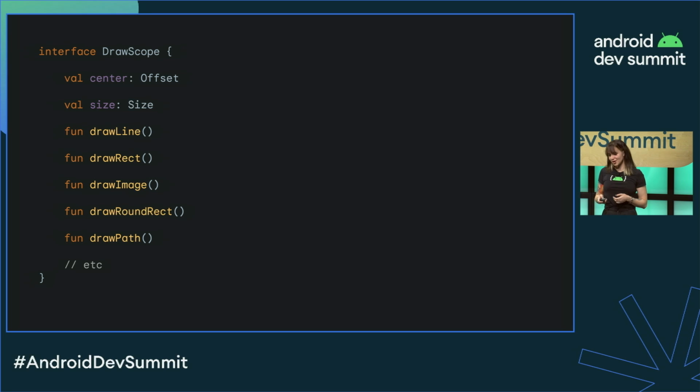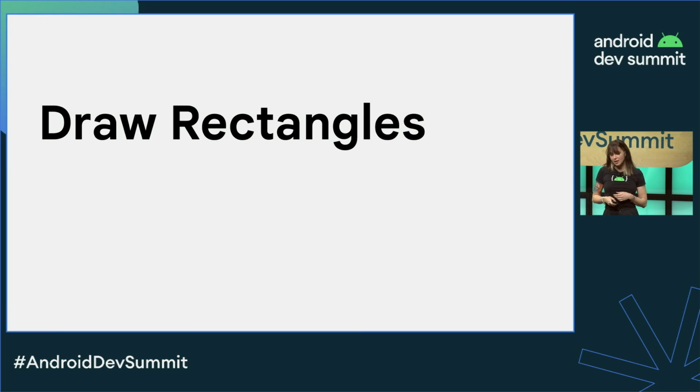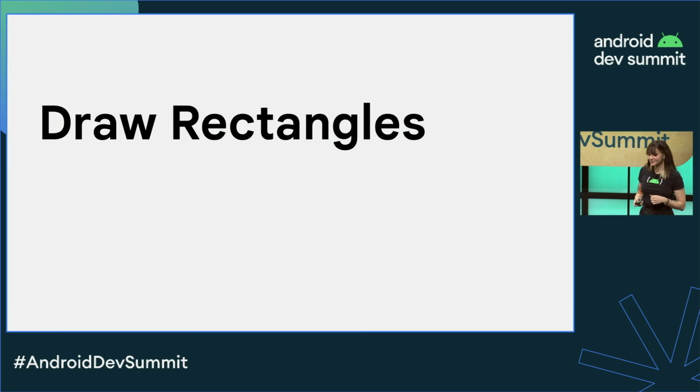In the definition of the draw scope, you can actually see that it has a bunch of methods for drawing. And we can also get access to the size and the center of the drawing areas, which are particularly useful when adjusting the sizing and the placement of an item. So let's get into it and draw the bar.